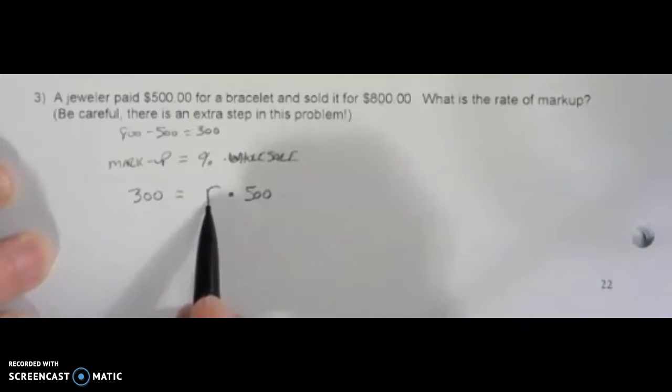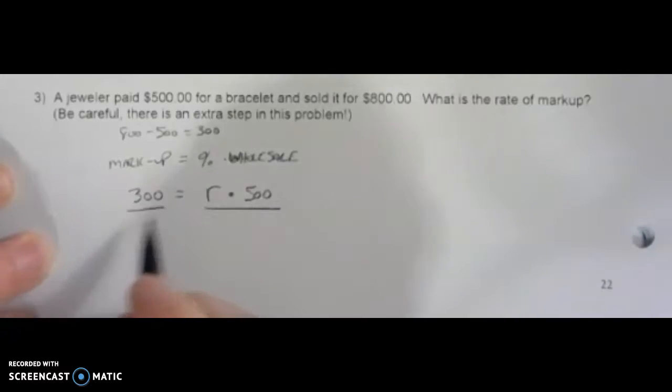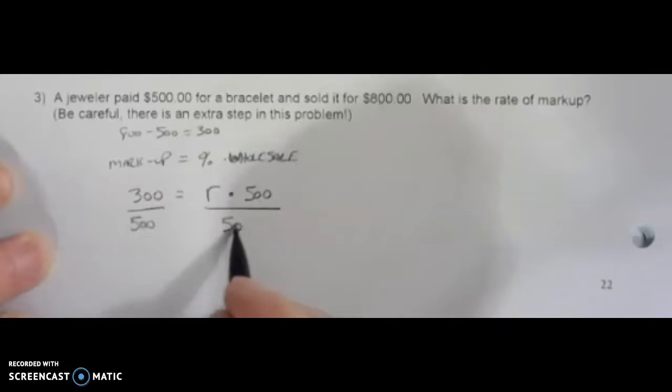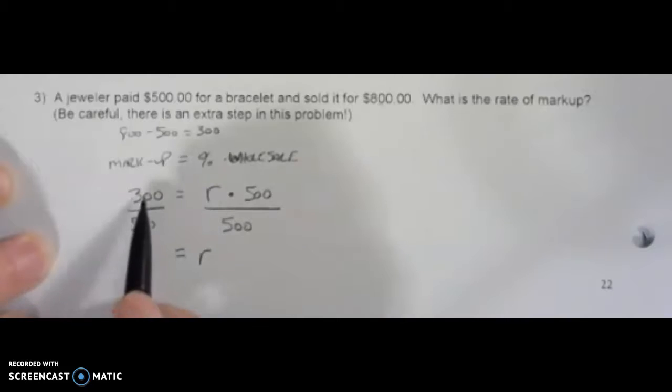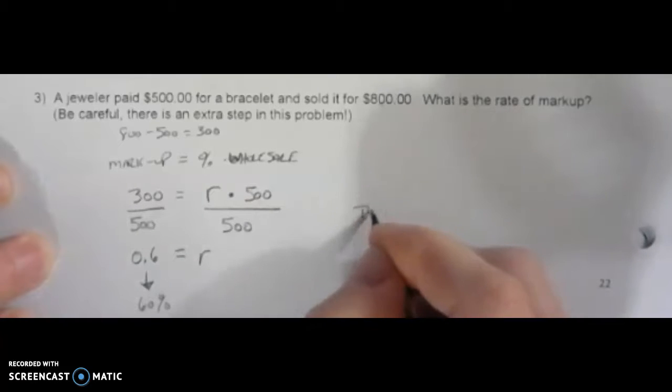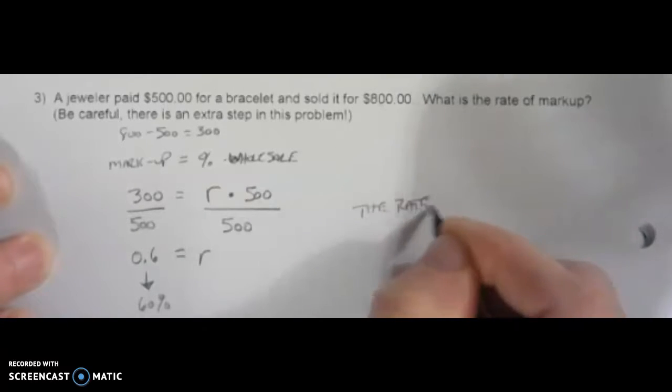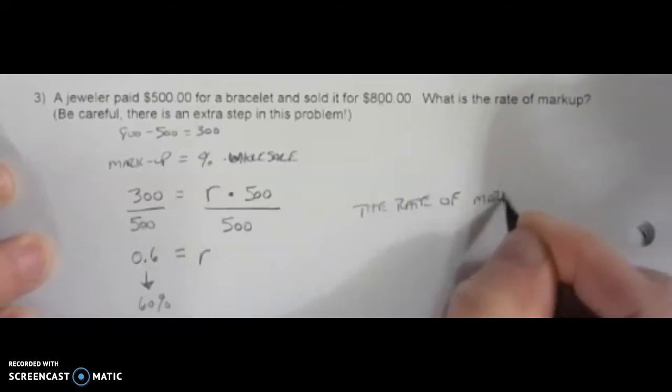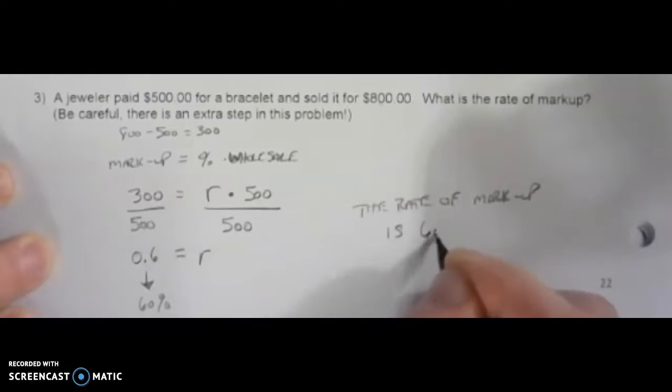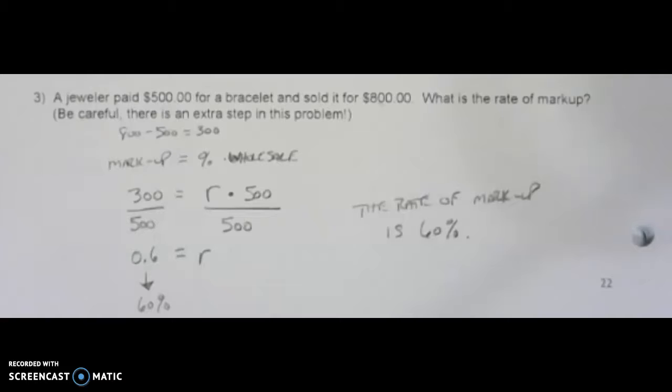To get the value of R, the rate of markup, just simply divide each side by 500. On the right, R times 500 over 500 is going to be equal to R. 300 divided by 500 is equal to 6/10. Okay, so this is our rate as a decimal, but we want it to be a percentage, so we move the decimal once, twice to the right, that's going to be equal to 60%. And so we can say that the rate of markup is 60%. The jeweler used a 60% markup on the price of the bracelet.